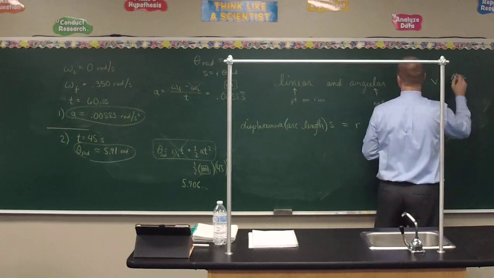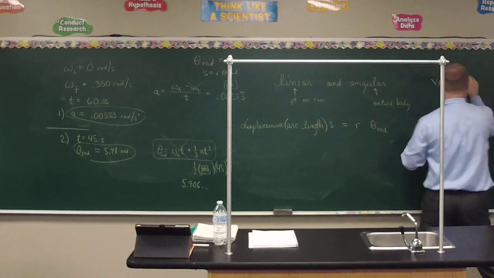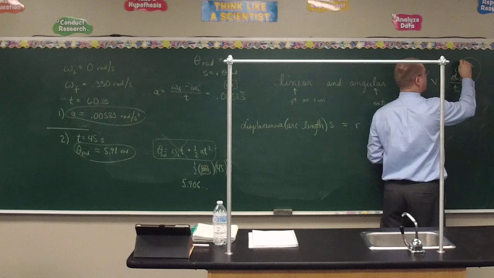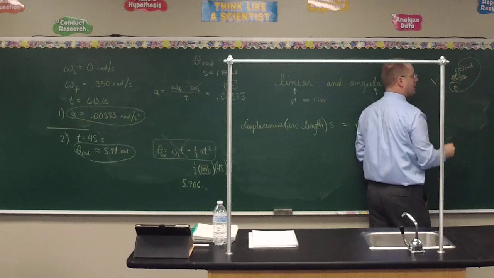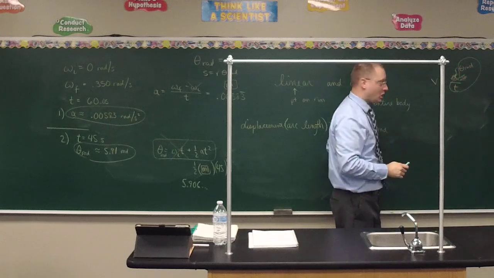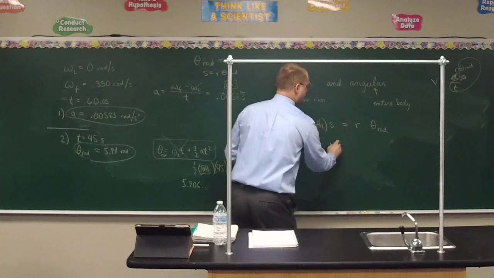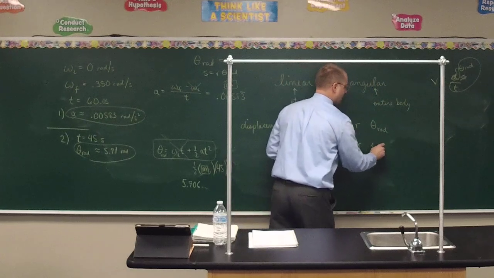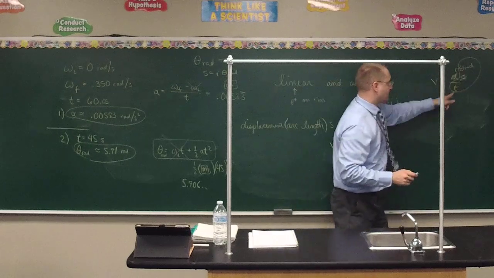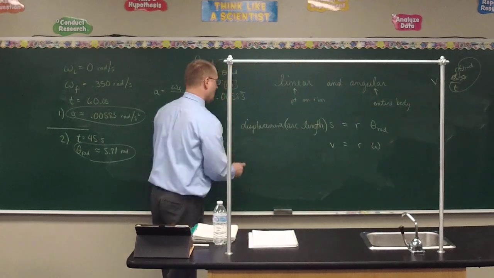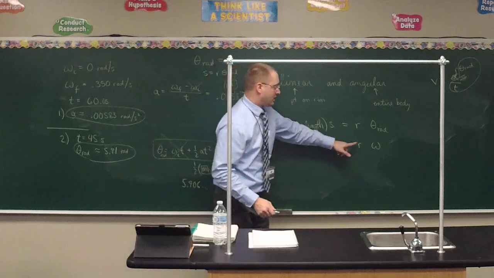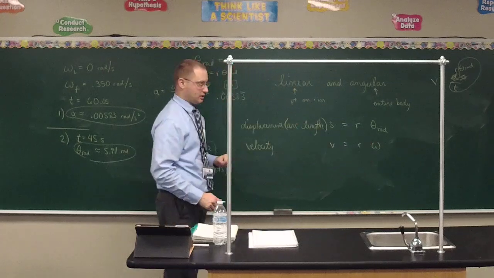And we know that S equals R theta rad. But we also know that theta rad over T is omega. So that a linear velocity is equal to the radius times the angular velocity omega. Does that make sense? So for velocity, linear velocity is the radius times the angular velocity.